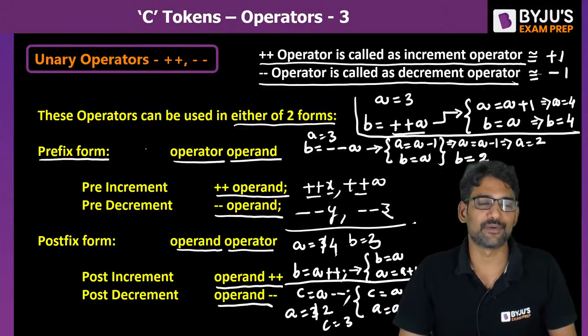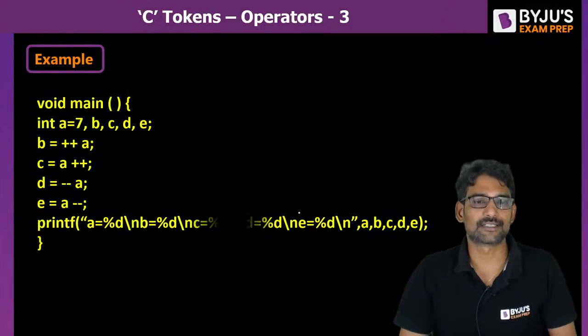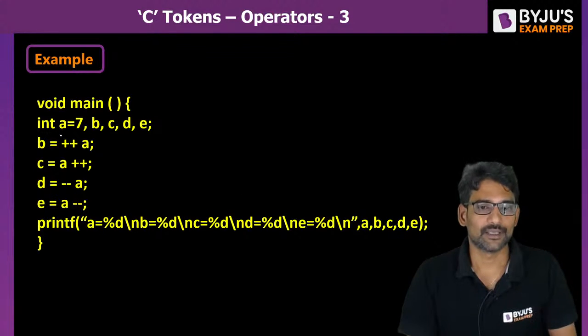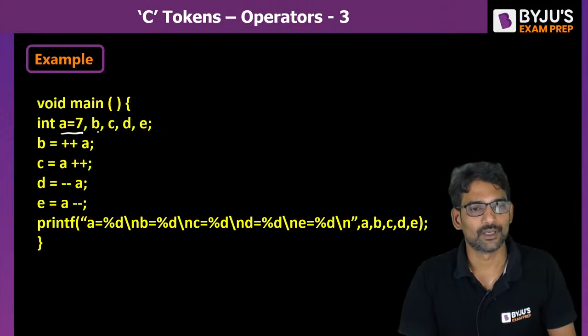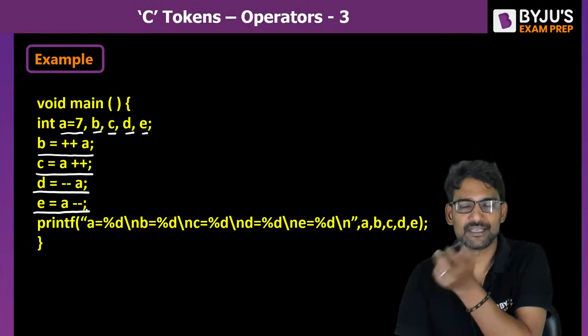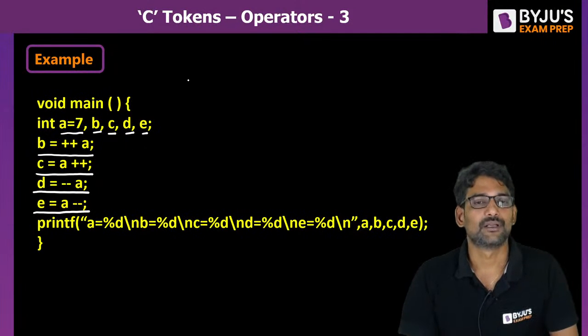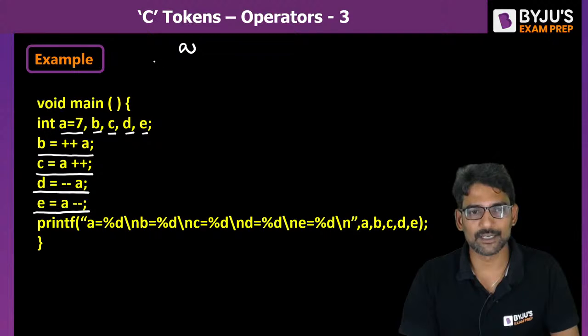Are you getting the difference between pre-increment and post-increment, prefix and postfix forms? Let's see an example. A equal to 7, B, C, D, E. B equal to plus plus A, C equal to A plus plus, D equal to minus minus A, E equal to A minus minus, print A, B, C, D, E. Let us do this. A value is 7.